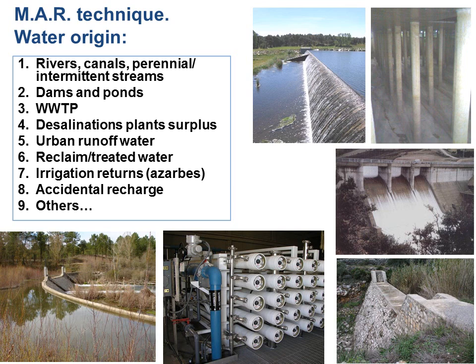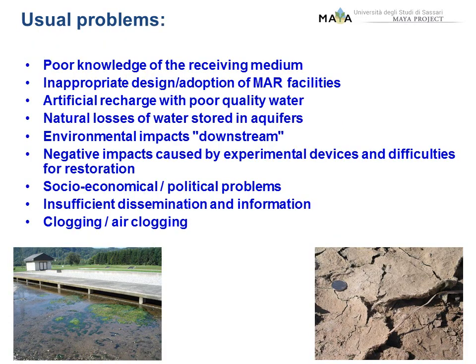The origin of the water for MAR may be very diverse, either from rivers or canals, perennial or intermittent streams, dams and ponds, wastewater treatment plants, desalination plants, urban runoff water, reclaimed or treated water, irrigation returns, accidental recharge, etc.